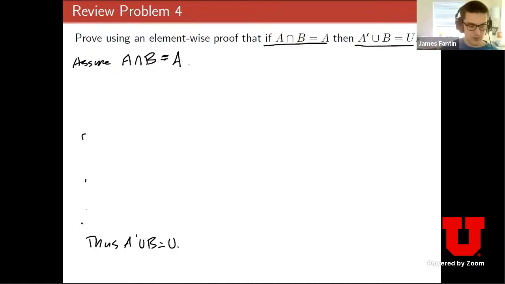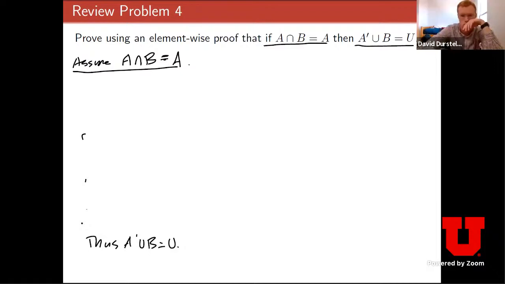You're correct in the way that we could prove that those two sets are equal. We prove that they're both subsets, but this is our assumption, right? We've got this if-then proof. If A intersect B equals A, then this holds. So in this problem, this is just our assumption. We get this for free. What we're asked to prove is, if we know this, can we prove that A complement union B is equal to the universal set?